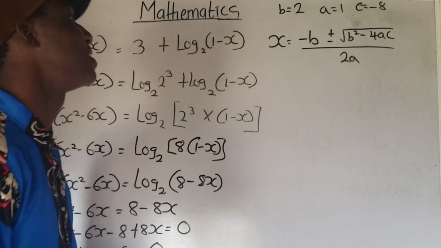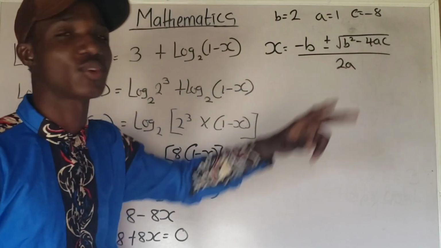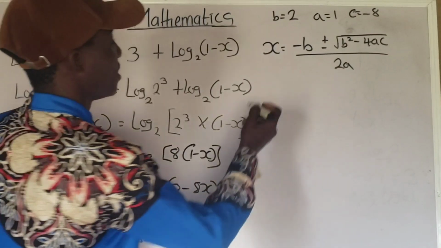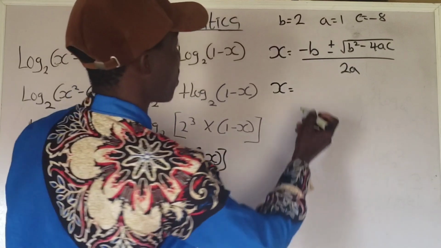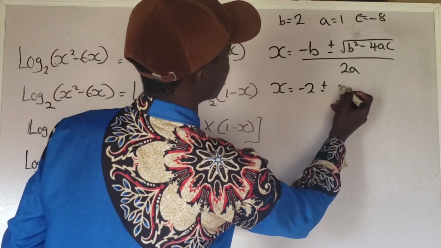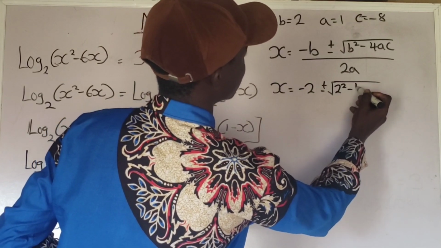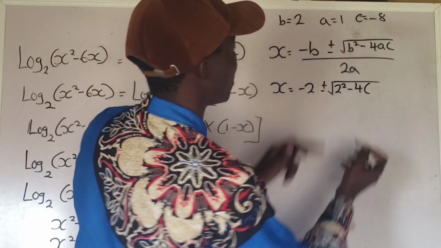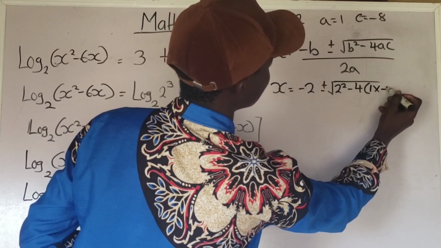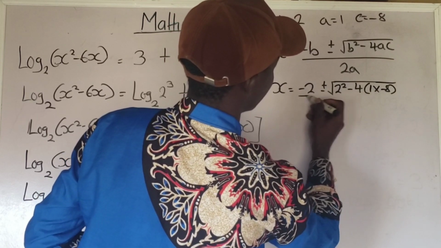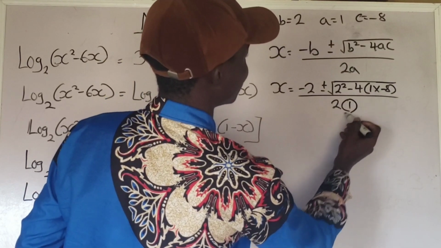Okay? We can easily determine the value of x by substituting the values of a, b, and c into this quadratic formula. You understand? Okay? So I'm going to have x equals minus b. b is what? 2. So I'm going to have negative 2 plus or minus the square root of b squared, 2 squared, minus 4 into bracket a. a is 1. So I'm going to have 1 multiplied by c, which is negative 8, all over 2a. a is what? 1. So I'm going to have 1.